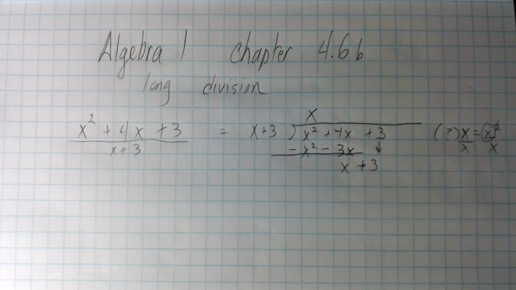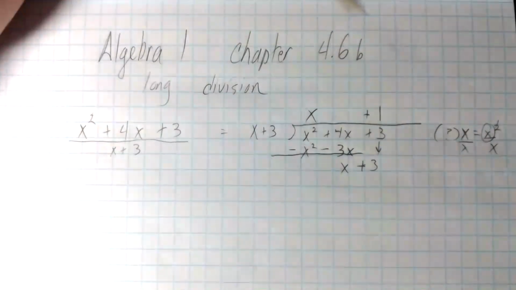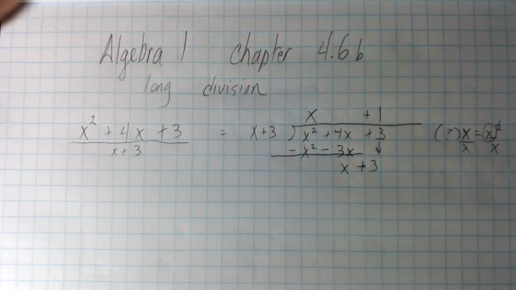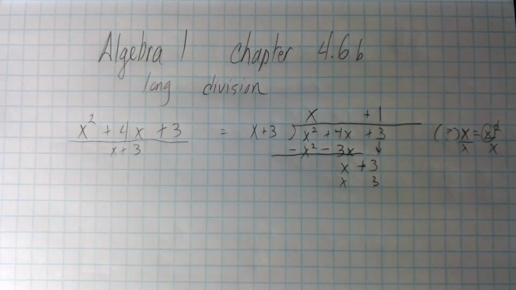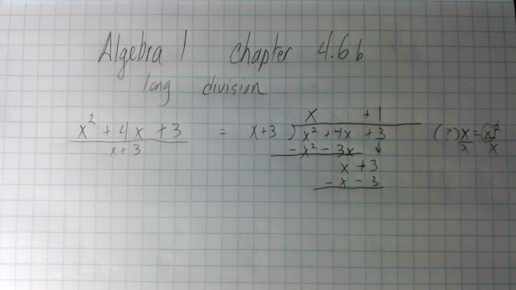It's just going to be a 1, right? I just have to multiply 1 by all of this to get this. Here's my 1. Again, 1 times x will give me x. 1 times 3 will give me 3. And there they are. And just make sure I minus both. So my final answer is x plus 1.